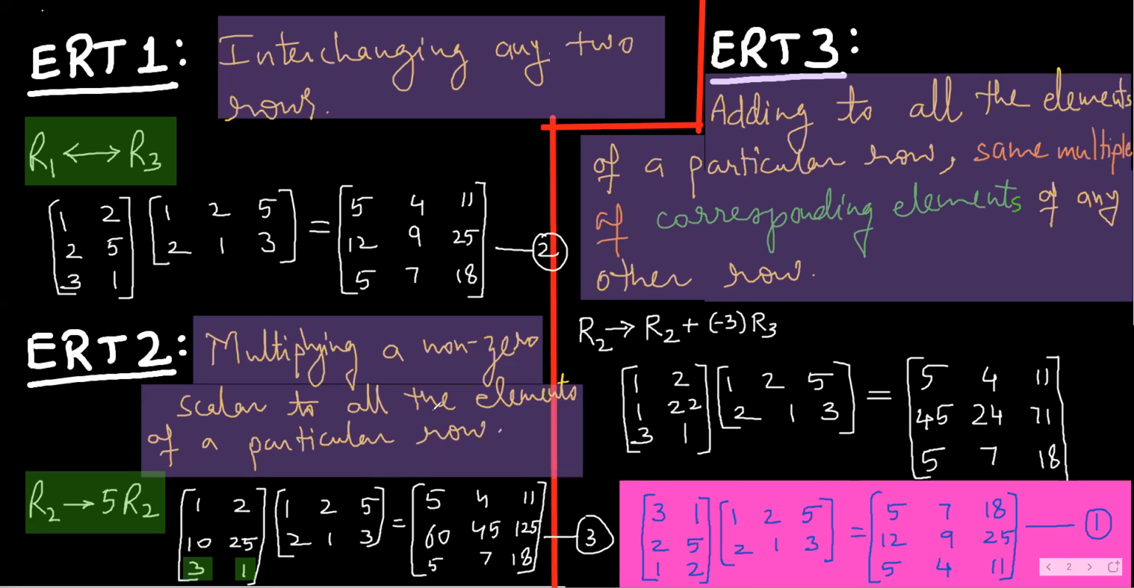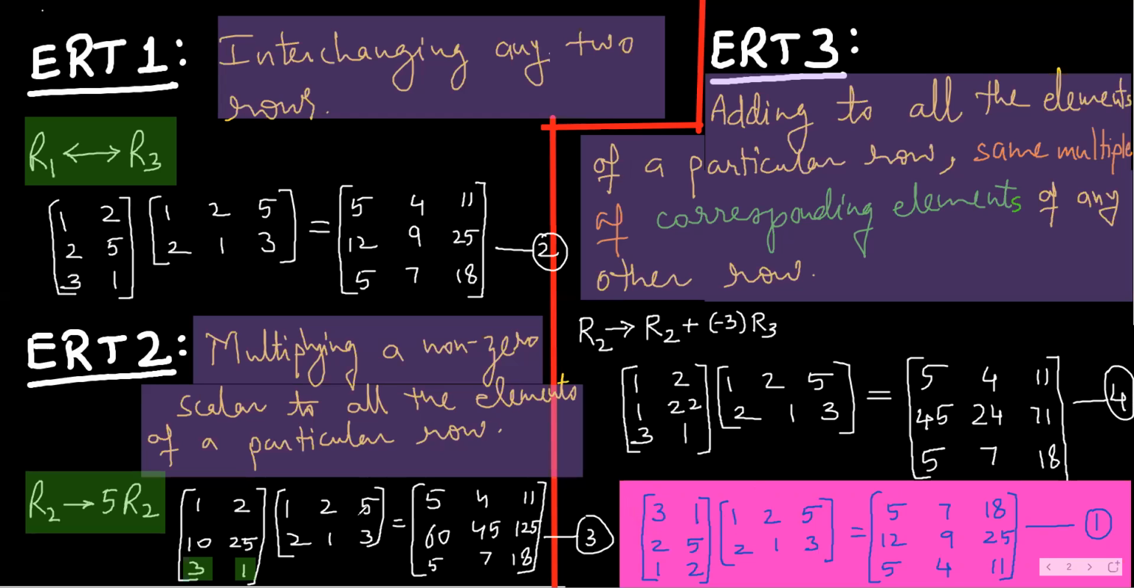And then ERT2, which is multiplying a non-zero scalar to all the elements of a particular row. I applied ERT2 on this, I got equation number 3. Then I applied ERT3 on equation number 3 and I got equation number 4. Remember students, equation number 1 was true. And why it was true? Because in the beginning of the lecture, we multiplied these 2 matrices and we got this. And we knew that it is true. So equation number 1 was true.